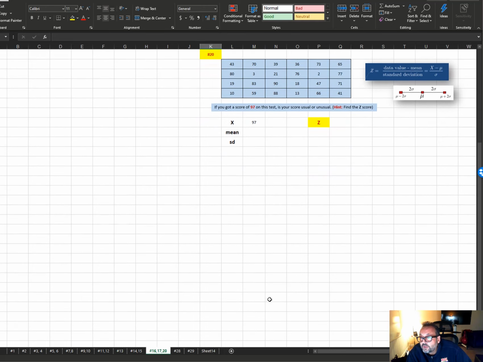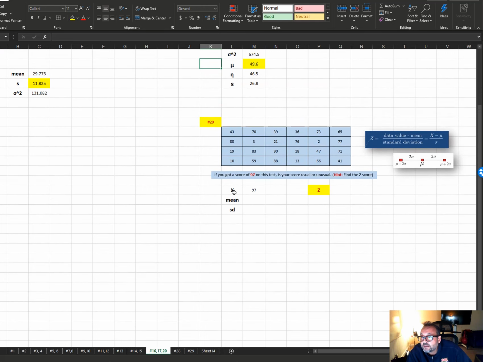Alright, and then number 20, they're giving you a data set, and they're asking, in this data set, is 97 a usual value or not? Based on the lecture notes, you know that in order to determine if a value is usual or not, all you have to do is find a z-score for that value, and if that z-score is within plus or minus 2 standard deviations of the mean, in other words, between -2 and 2, then you conclude that it's a usual value. And if the z-score you calculate is less than -2 or greater than 2, then it's an unusual value.